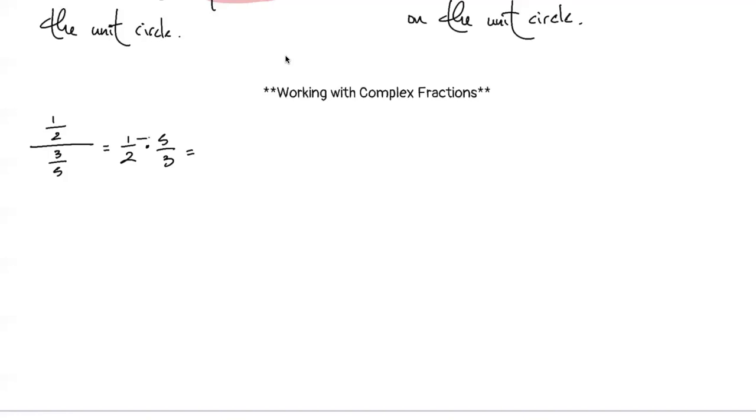Perfect, right? We multiply straight across. We get 1 × 5 = 5, 2 × 3 gives us 6, right? Great, let's try it with these numbers.